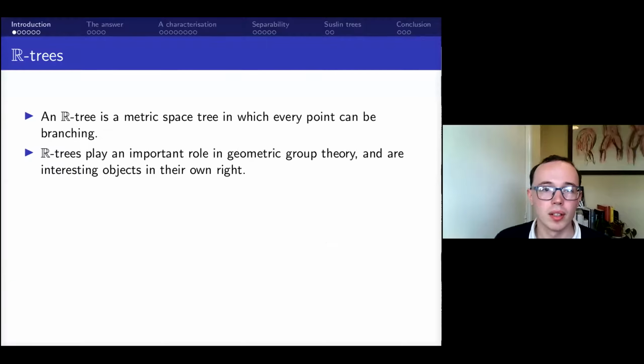Okay. So, what is an R-tree? Well, the way to think of an R-tree is that it's a metric space tree in which every point can be branching. Alternatively, you can think of it as an R-tree is to the real line what a normal kind of graph-theoretic tree is to the integers. Now, R-trees play an important role in geometric group theory, where we consider infinite groups acting on these objects. And they're also interesting objects in their own right.